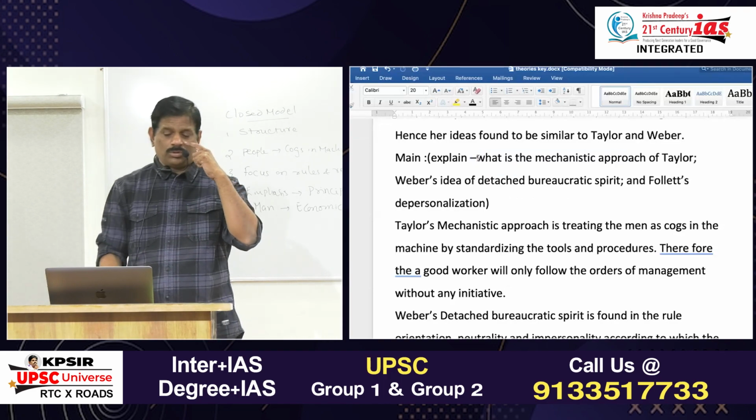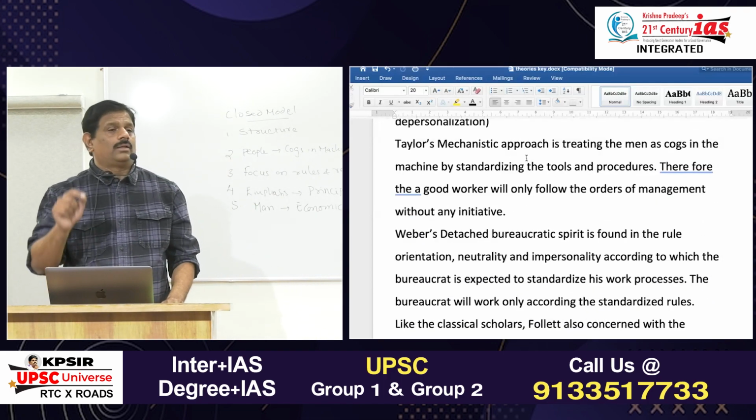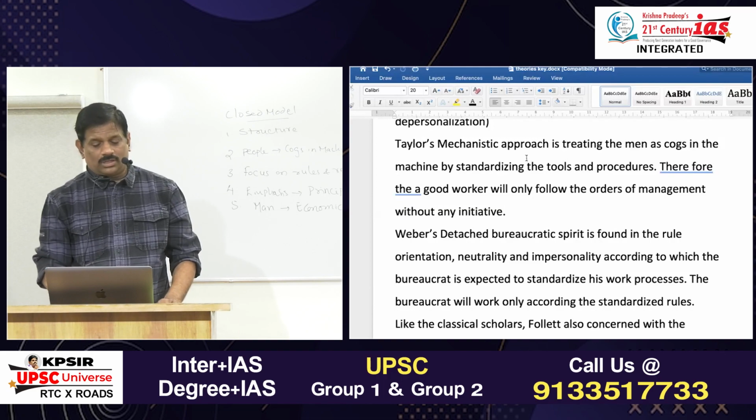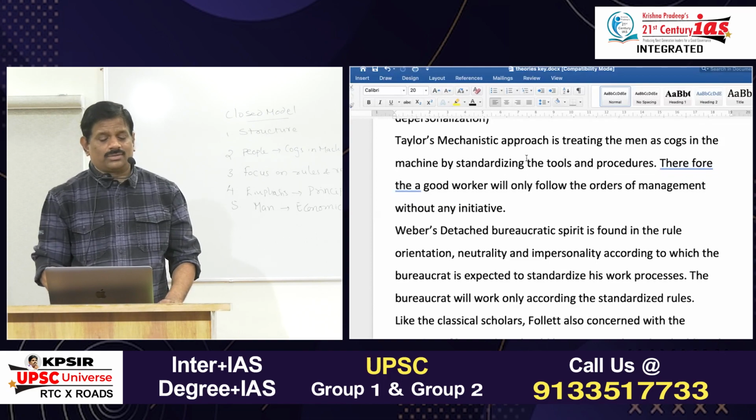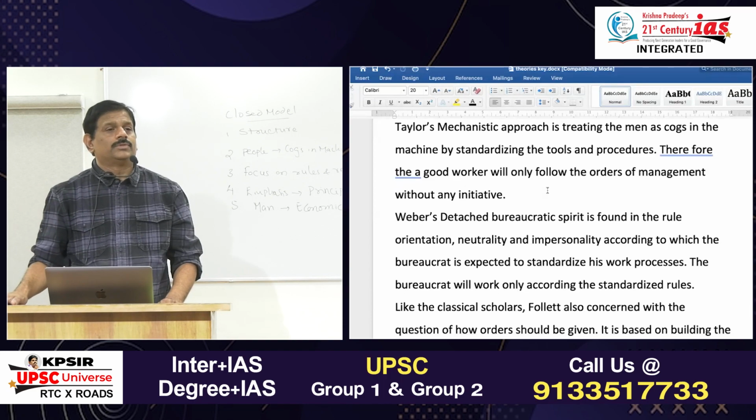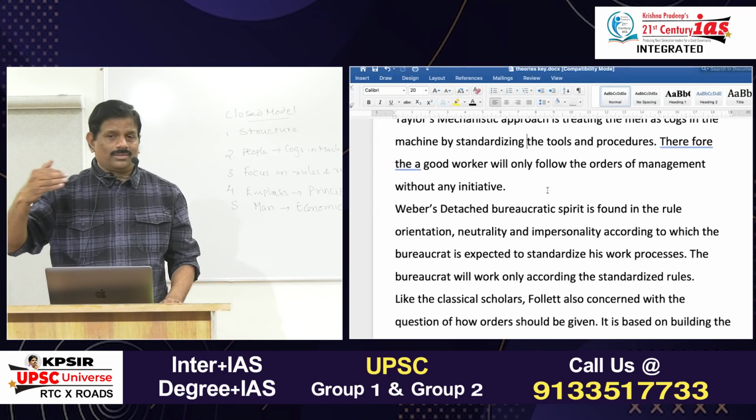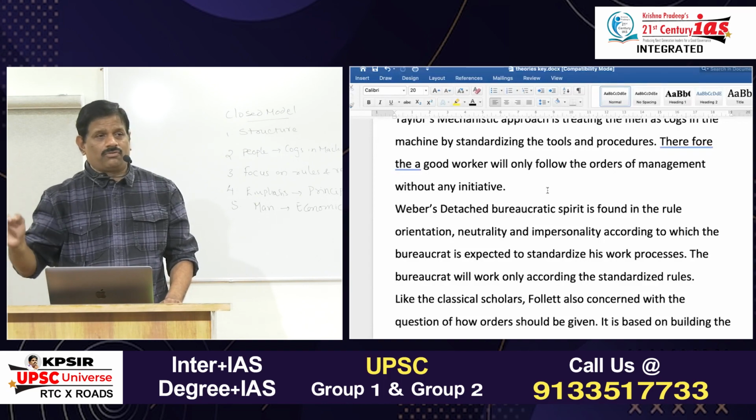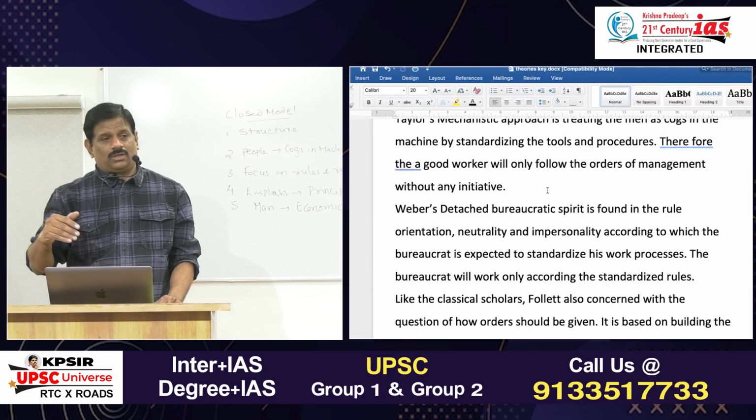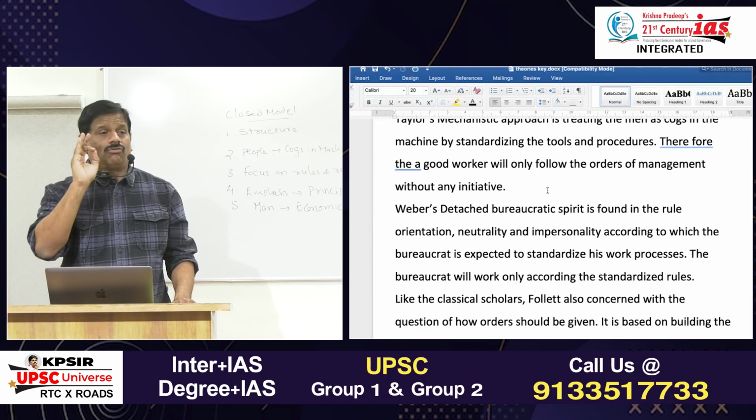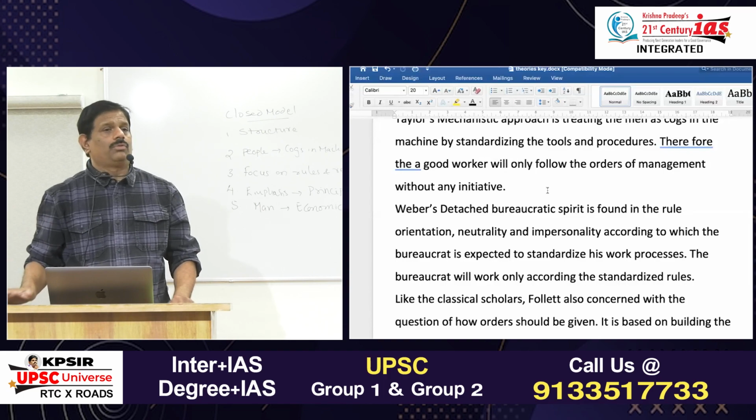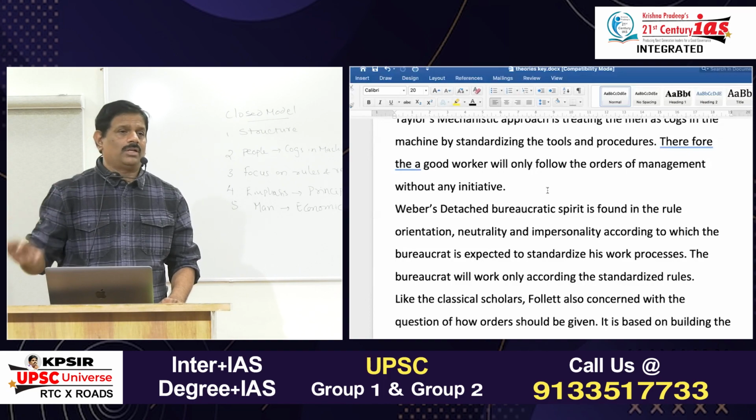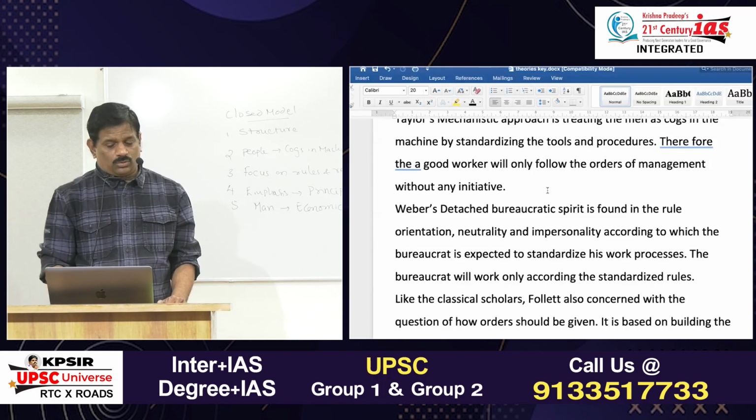So what is the mechanistic approach in Taylor's theory? That is treating people as cogs in the machine. Therefore, a good worker will only follow the orders of the management without any initiative. Because when a management is hiring you, the management will never expect you to question the management philosophy. Management expects the worker to mechanically follow its orders. That's all. If you question, you will not exist in the job. This is the minimum expectation of any management. That is the mechanistic orientation.